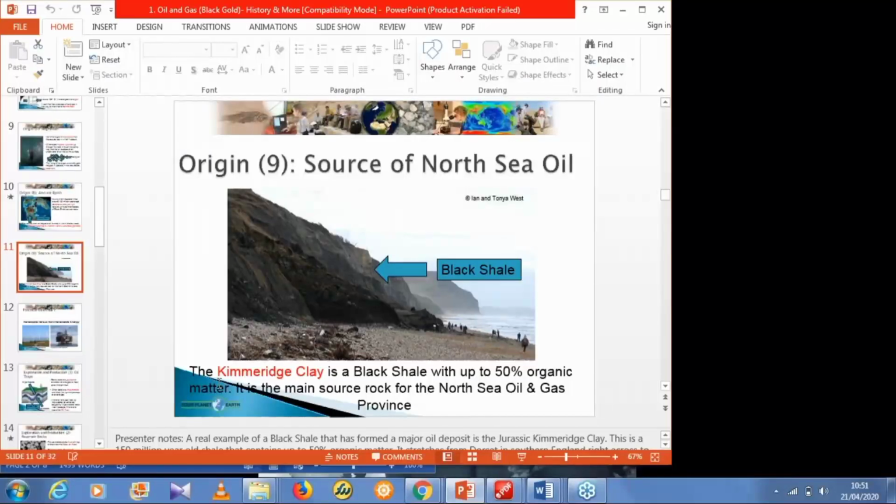Now, there's what is called the Kimmeridge clay. Kimmeridge clay is a black shale, but it has up to 50% organic matter. A black shale that has up to 50% organic matter is usually referred to as the Kimmeridge clay. That's a real example of what has formed the major oil places in the Jurassic clay. It's the main source rock in the North Sea oil province.